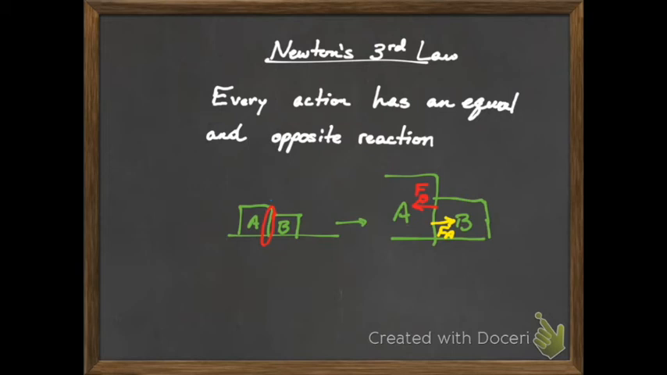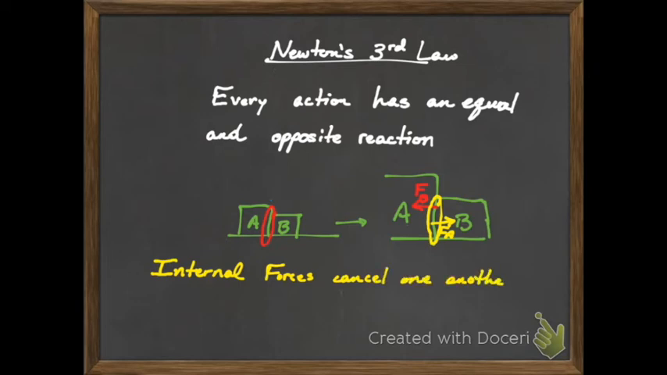Now, the important thing to understand is nothing is changing about the shape of the boxes, which means neither force is causing a box to deform or change shape. And therefore, internal forces always cancel each other because they're not having any effect on the net motion of the object. So internal forces cancel one another, and that's essentially what Newton's third law tells us: the force from A is equal to, but opposite in direction to, the force on B.